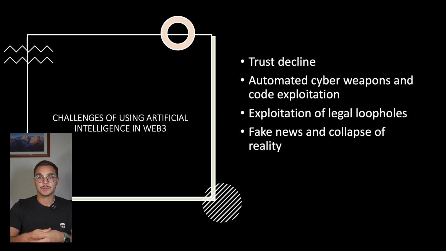There are some challenges of using AI in Web3. There's also a trust decline because there's a lot of automated cyber weapons and code exploitations. There's also exploitation of legal loopholes and fake news, or generation of fake reality by AI, which is on the rise. It can happen that soon people will not believe the videos they see on the internet because they will not be able to recognize if the video is fake or real. We can intercept that by giving every video that we create an information stamp, and we can look if the video is real or not.